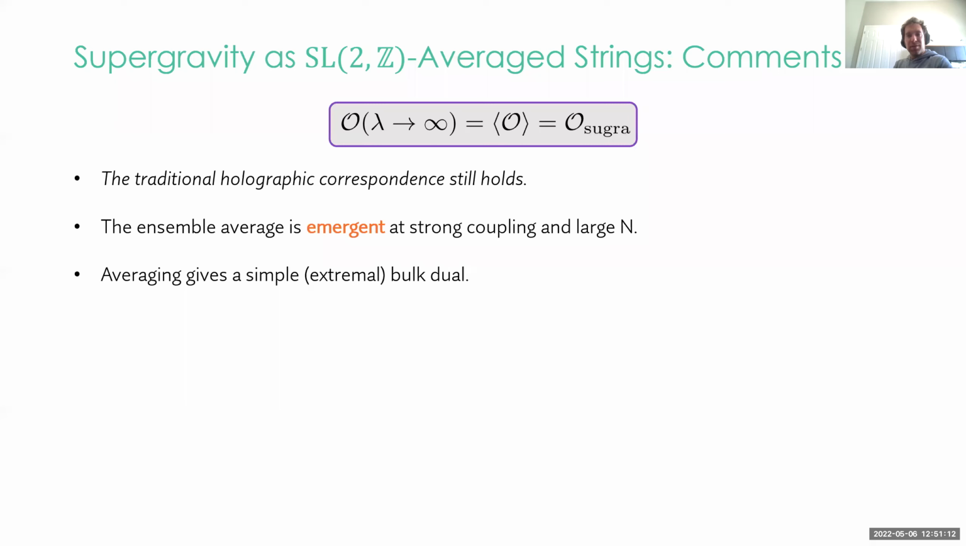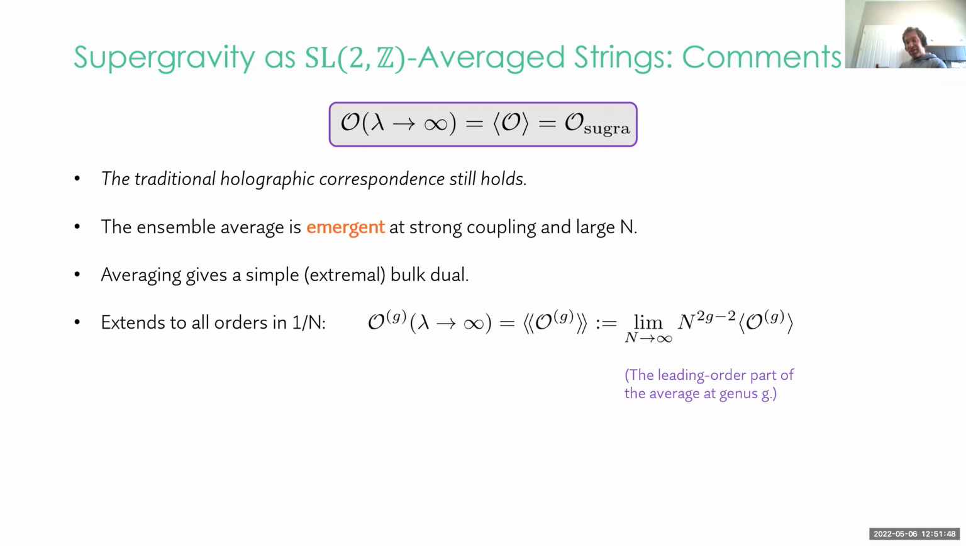Okay, so let me make some comments, and then I'll pause for questions, and feel free to interrupt, of course. The first comment is that the traditional holographic correspondence still holds. We're not claiming that we should replace N=4 by any sort of averaged version in order for AdS/CFT to make sense. It's just that this average is emergent at strong coupling in large N, and can be identified with the strongly coupled theory. Like in lower dimensions, the averaging gives a simple, that is to say, extremal bulk dual with the sparsest spectrum consistent with the symmetries.